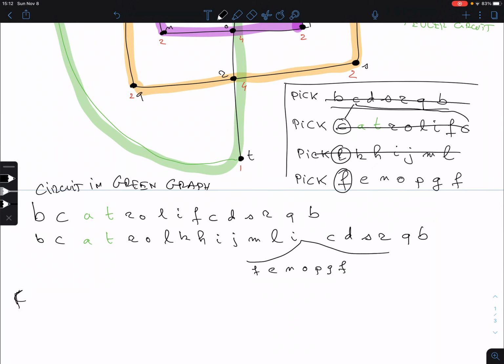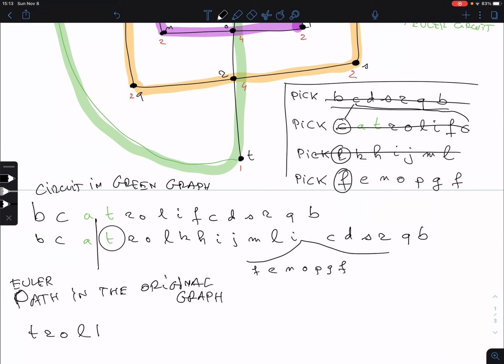So now we need an Euler path in the original graph, and that means I have to start from T. So I cut the circuit there and start there. So we have T, R, O, L, K, H, I, J, M, L, I, then I go down there, F, E, N, O, P, G, F, C, D, S, R, Q, B.